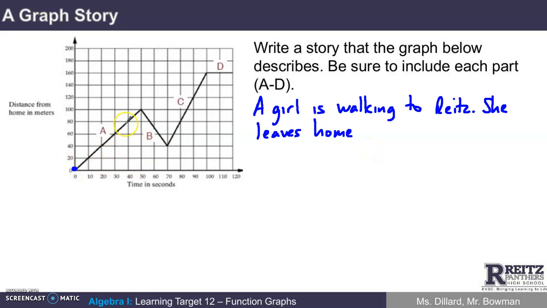And now maybe I want to think about what section A of this graph is. Section A shows that her speed kind of never really changes. She's walking at a speed that is the same. How far did she walk away from home before something happened? Well, she walked until she was 100 meters away from home. She leaves home and walks 100 meters.